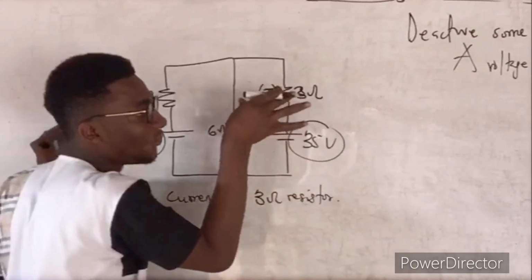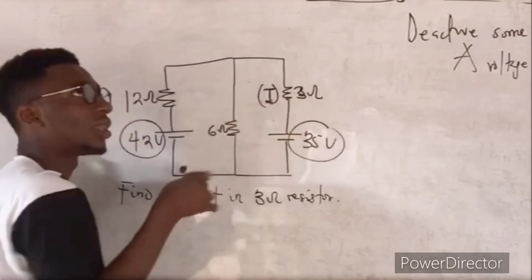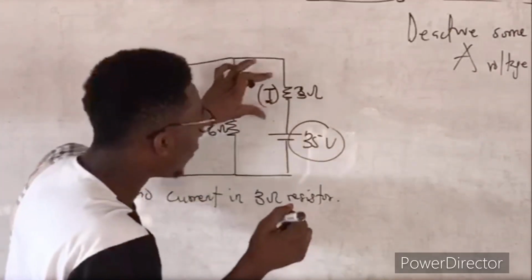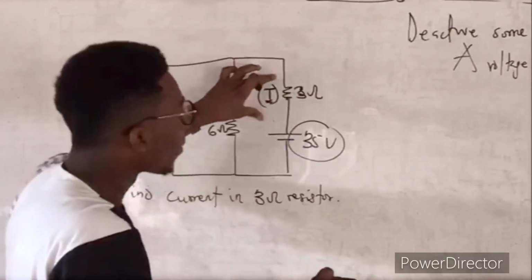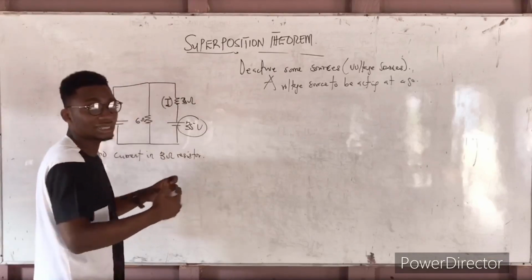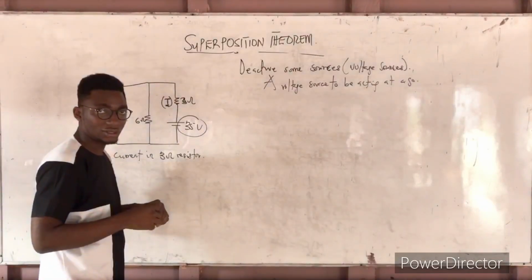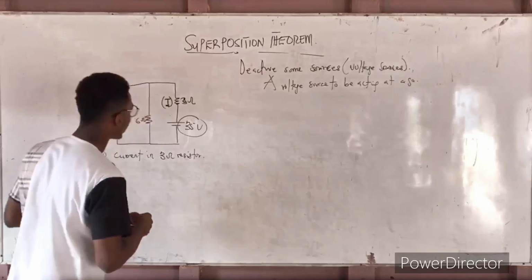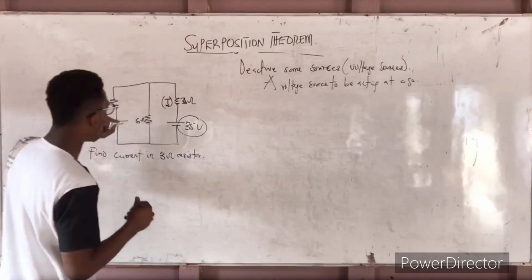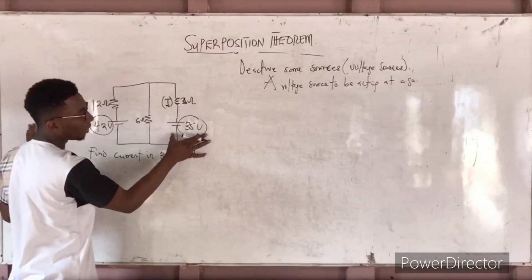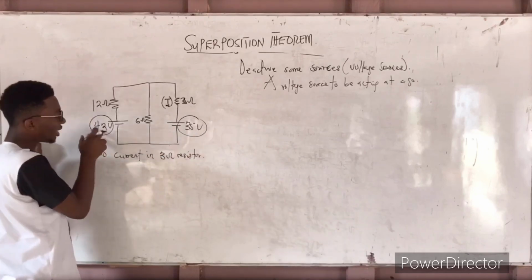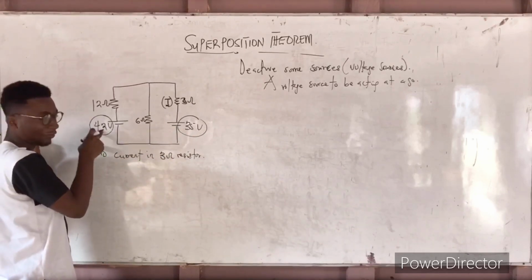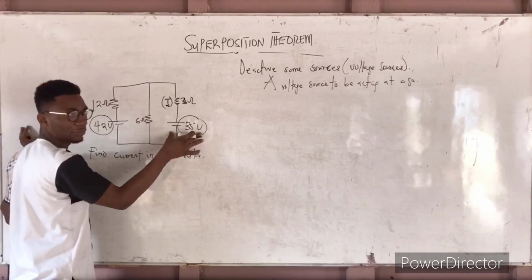So the effective or total amount of current that will pass through this 3 ohm resistance is what we want. So now, what do we do first? We want to deactivate one of them. So we deactivate the 42 volt source and the 35 volt source will work.